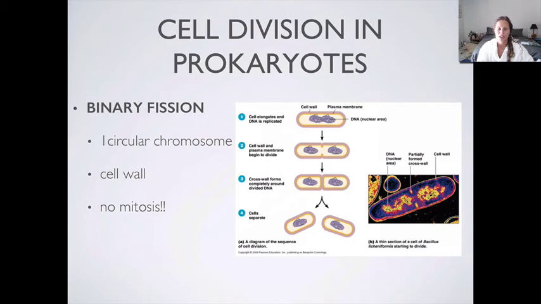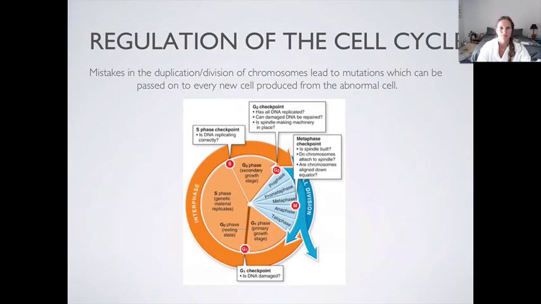Prokaryotes do this differently. They do it faster. Remember, the DNA situation in prokaryotes is different, a single loop of genetic information. Prokaryotes divide by a process called binary fission, where they essentially just replicate and divide, and divide and divide. It's a lot faster. They don't have to go through all those processes. No mitosis in prokaryotes, just binary fission. We'll talk more about binary fission when we talk about bacteria later in the semester.